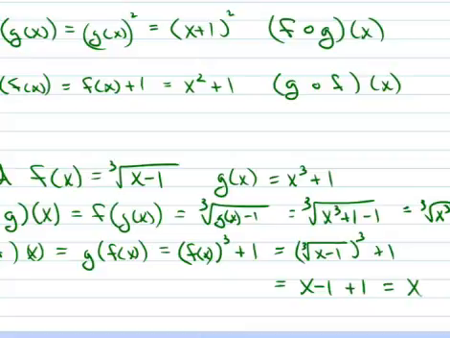This was a very special example because most of them aren't going to work out like this. Most that you do, f composed with g and g composed with f are not going to end up to be the same thing. This happens because f and g are inverses.